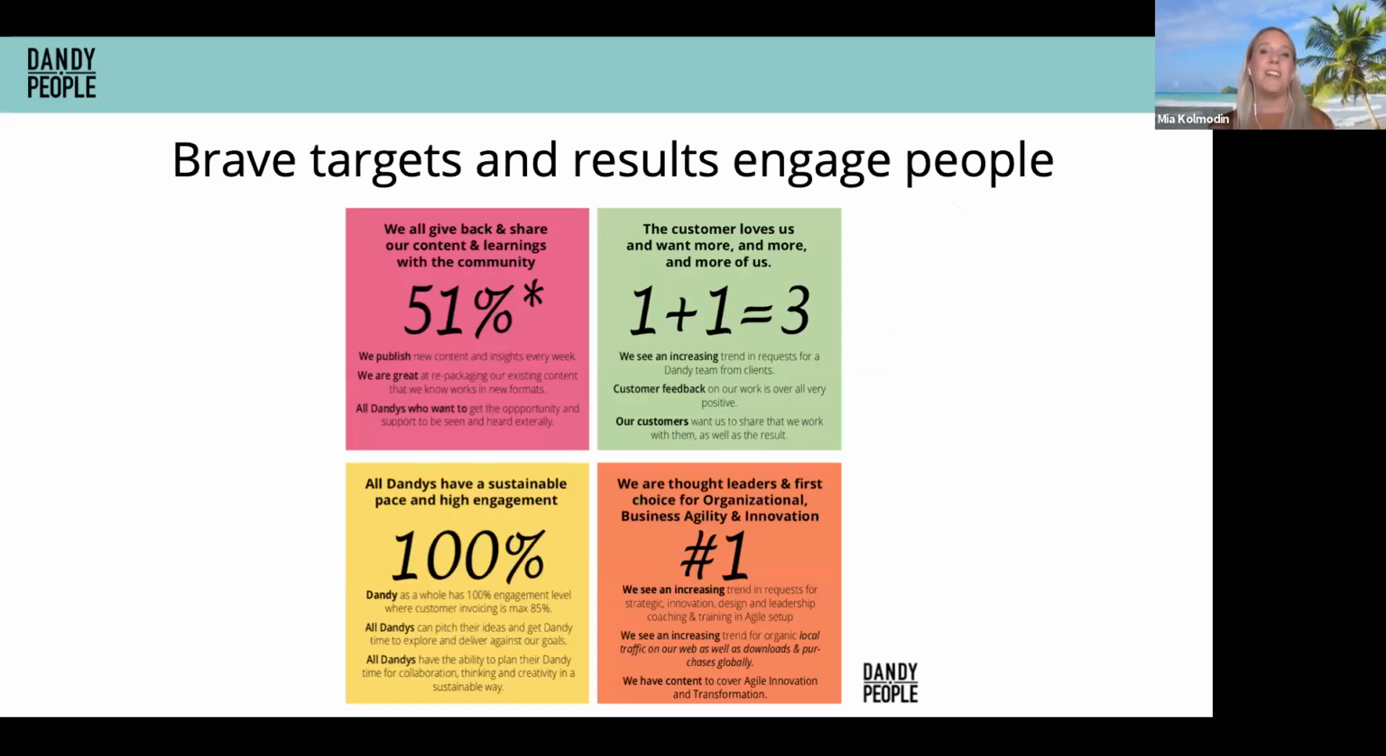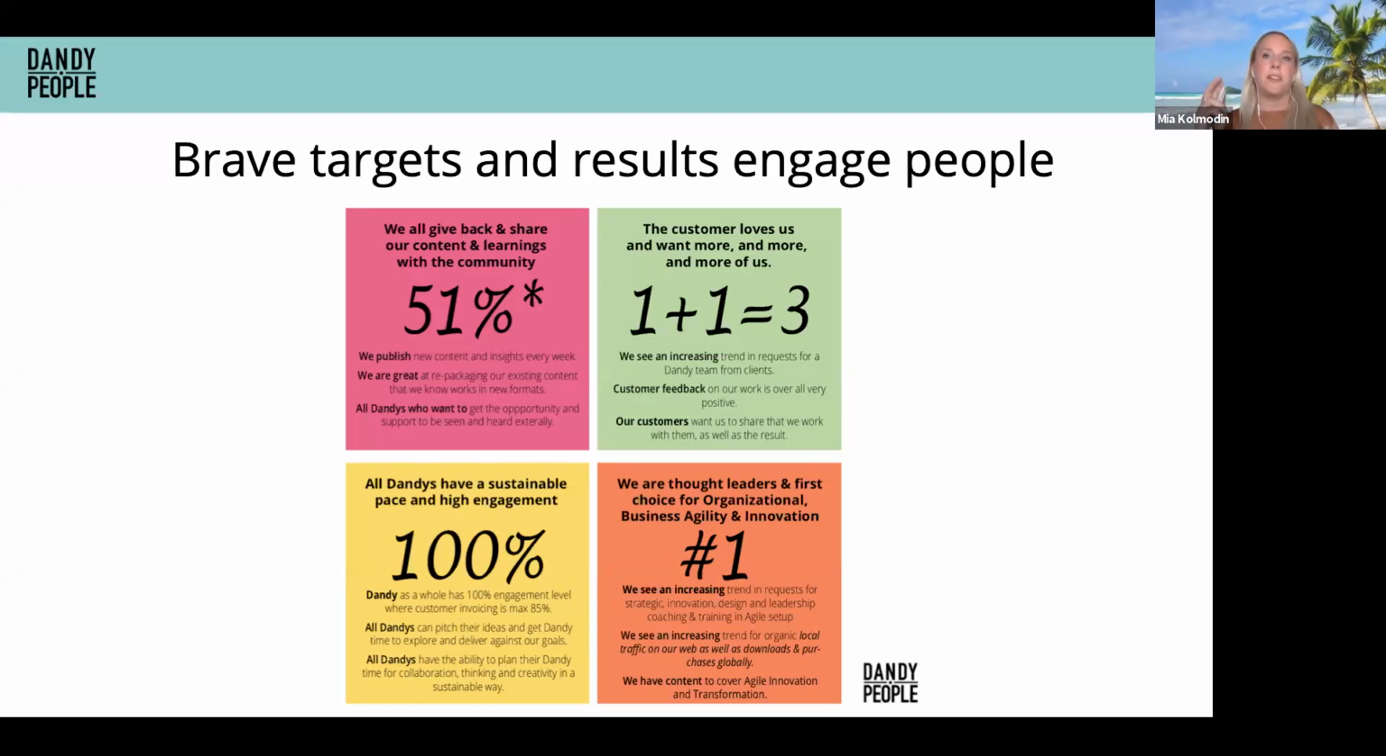So this is brave targets and results from Dandy People. We're showing some of our last year's OKRs that we should give back to the community, like we're doing now, that we want our customers to love us and want us more and more, of course. So we want to do a good job, and we want our customers to actually want more of us, not because we are needed to help them, but maybe because they want to spread the word about what we do, and maybe have others actually take us in to help them with the same thing. And have a sustainable pace in the organization. This is also something that we need to work on, collaborate on, and find different ways of doing it. And being thought leaders in different areas that we find important.